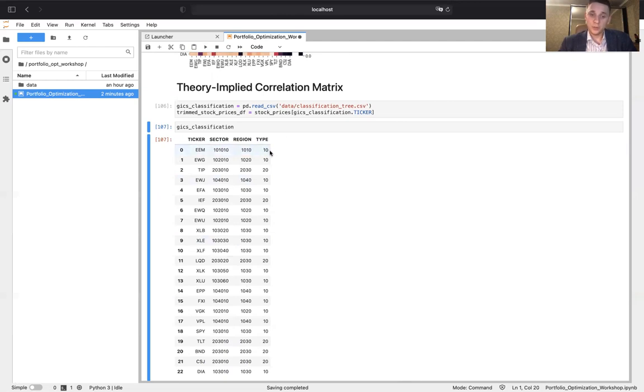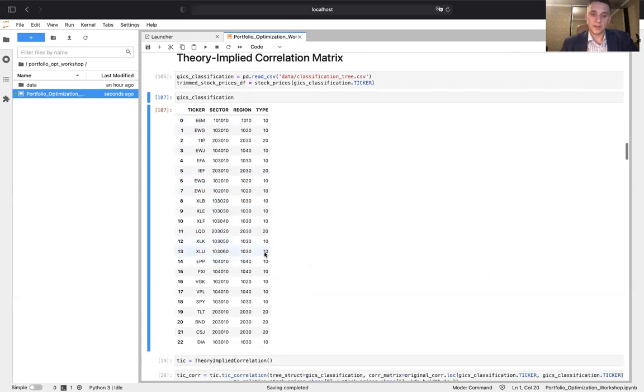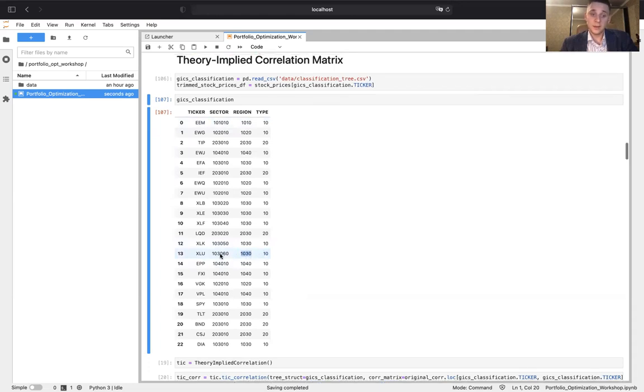So the data frame you create, which is your fundamental view on the way assets are clustered, should be such that, for example, you have a high level region, lower level region encoded, etc. So let's say, for example, XLU, its type is 1, 0, region is 1, 0, 3, 0, and here we can see 1, 0, 3, 0, and 60.